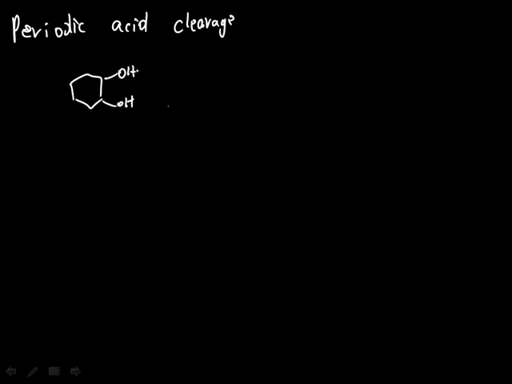Another reaction which is unique for diols is the so-called periodic acid cleavage. This again occurs only in 1,2-diols, and if we start with this cyclohexane 1,2-diol and treat it with periodic acid, HIO4, then we will get an intermediate in which the central iodine is bound to many oxygen atoms.